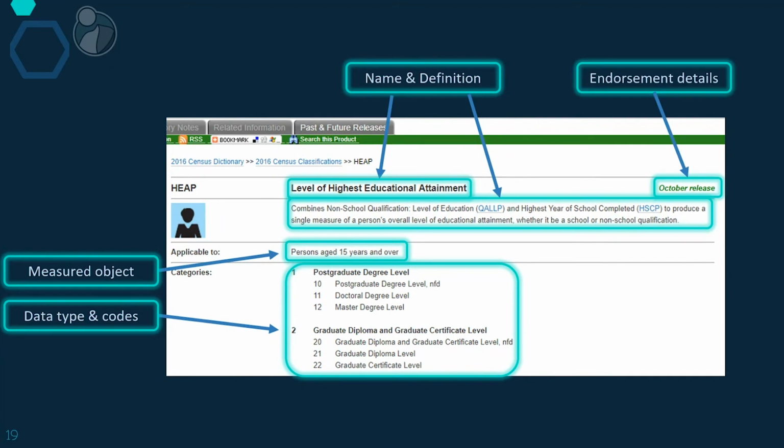The other thing that I can see here is the endorsement details again. Who's responsible for this and when was it published? Because it's from the ABS website, I know that it's an ABS publication, and I also know that it was applicable from an October release in the 2016 census. So I know that I couldn't use this definition for anything that preceded the 2016 census, and I might want to look for a more up-to-date version when the census is run again next year.